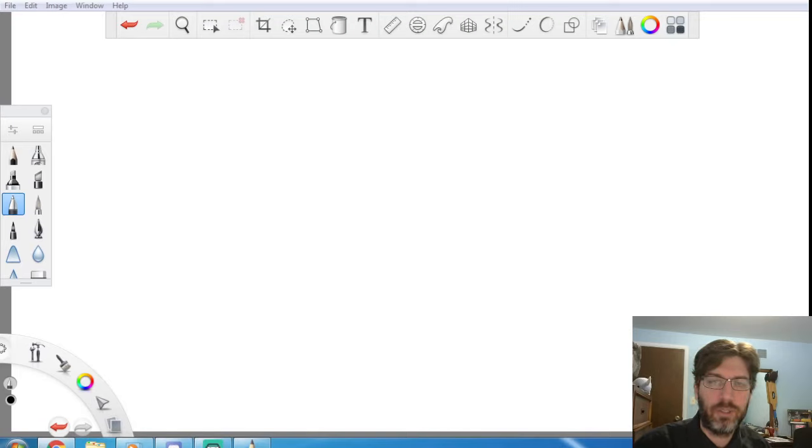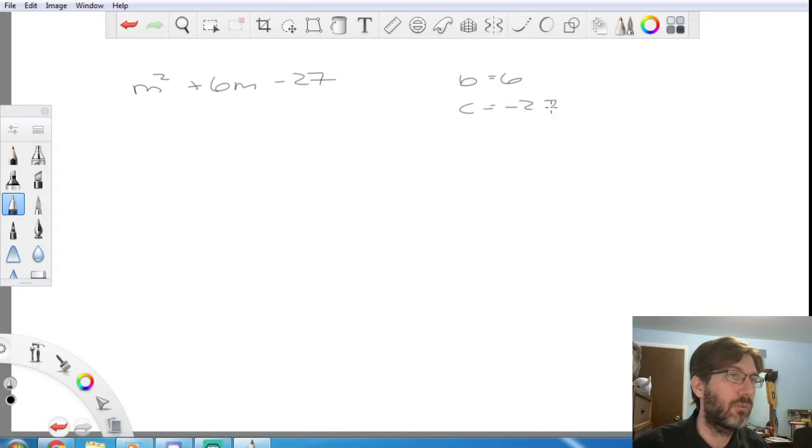All right, let's look at our next scenario, which is going to be if C is negative and B is positive. So again, all what you really got to do is watch your signs on these and do a little reasoning through it. So let's look at this one. Here, our B value is a positive 6 and our C value is a negative 27.